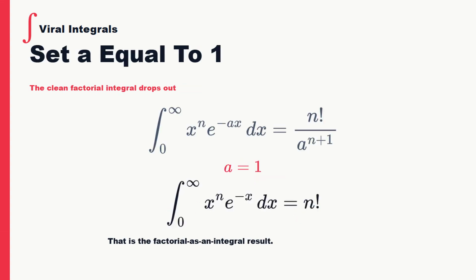At this point we have a more general formula. The integral from 0 to infinity of x to the n times e to the negative ax dx is equal to n factorial over a to the n plus 1.